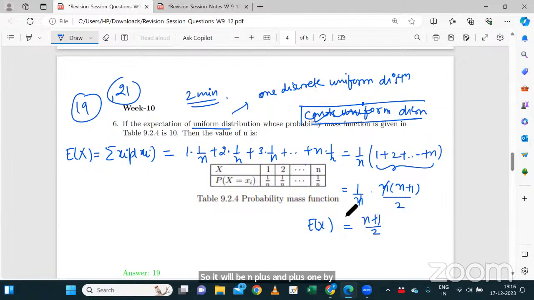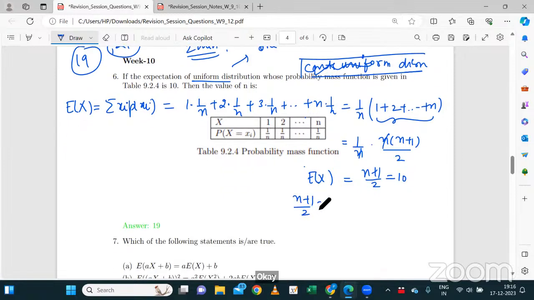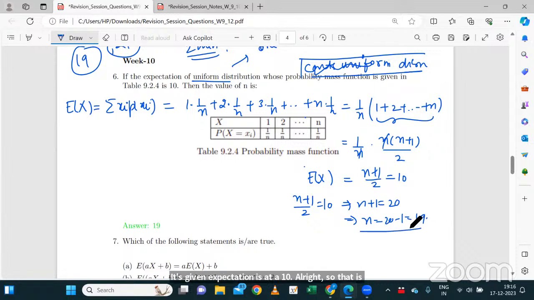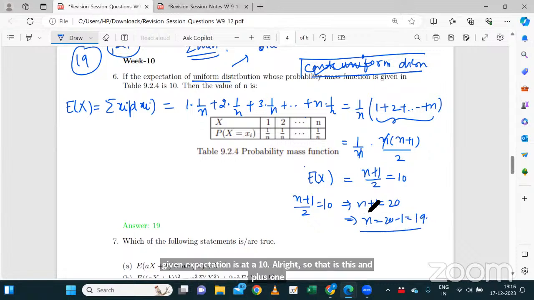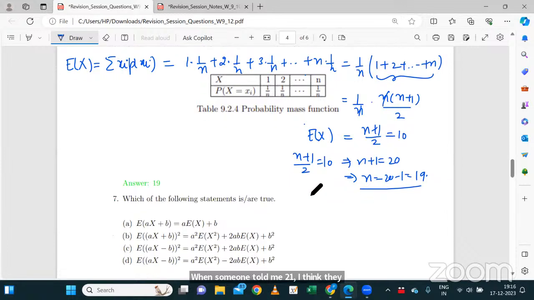What information have we been given? The expectation is 10, right? So that means n plus 1 divided by 2 is 10. So n plus 1 will be 20, and n will be equal to 20 minus 1, which is 19. Someone told me 21. I think they made a mistake; they added the 20 and 1. So 19 is the correct answer. Okay, this is clear. Let's move to the next question.